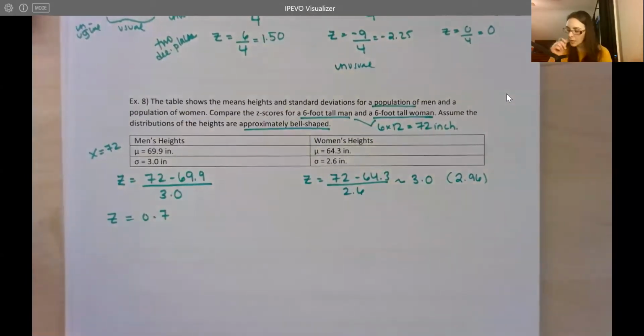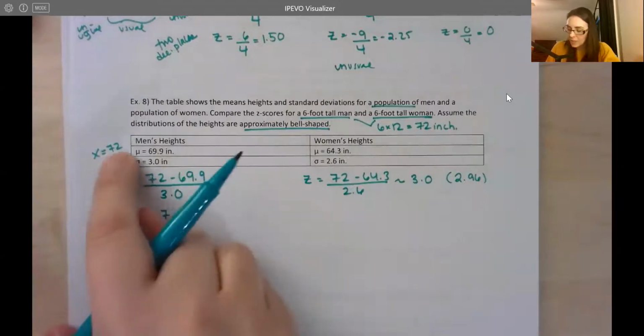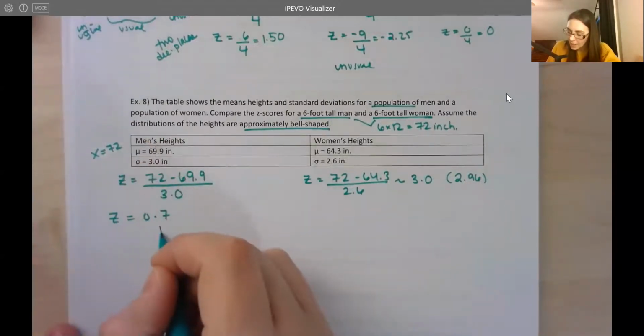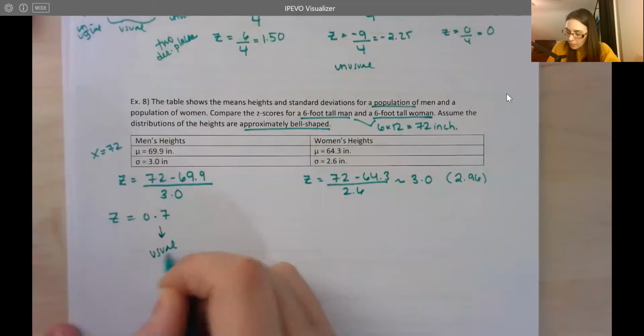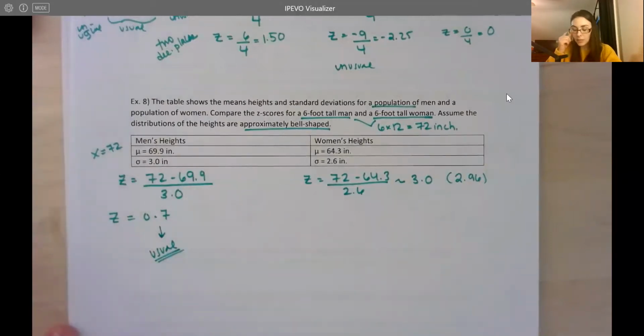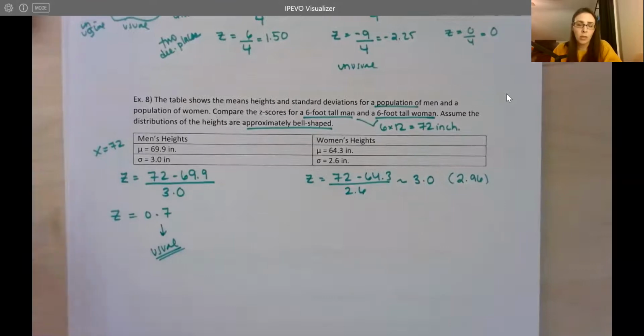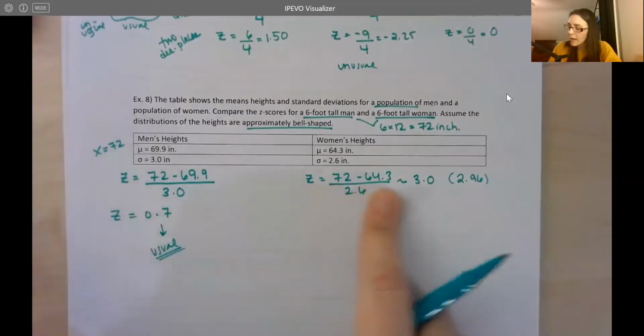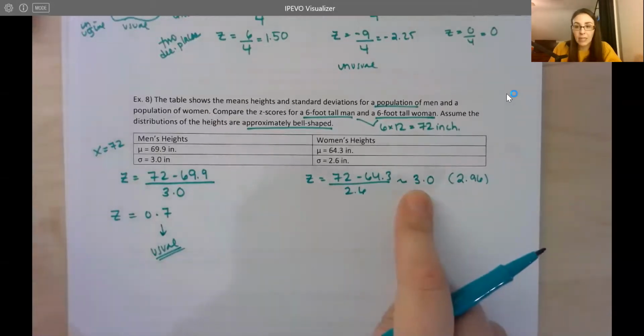So what we see here is that for someone to be 6 feet tall for a man's height, this is very usual, right? So the deviation or the z-score is 0.7, meaning that it's 0.7 standard deviations from the mean. This is within our range of usual values for z-scores. So it would not be unusual to see someone who's 6 foot tall who's a man. Now for women, we get a different value, right? We get about 3 instead.